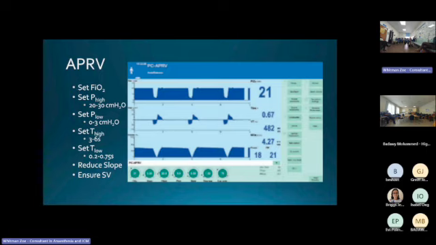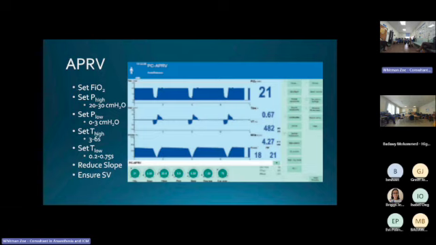And your T high will be somewhere between 3 and 6 seconds. I always start on 4. I don't know why, but I always start on 4. And then your T low of about 0.5, and just see. Ramp is called slope on the new vent.